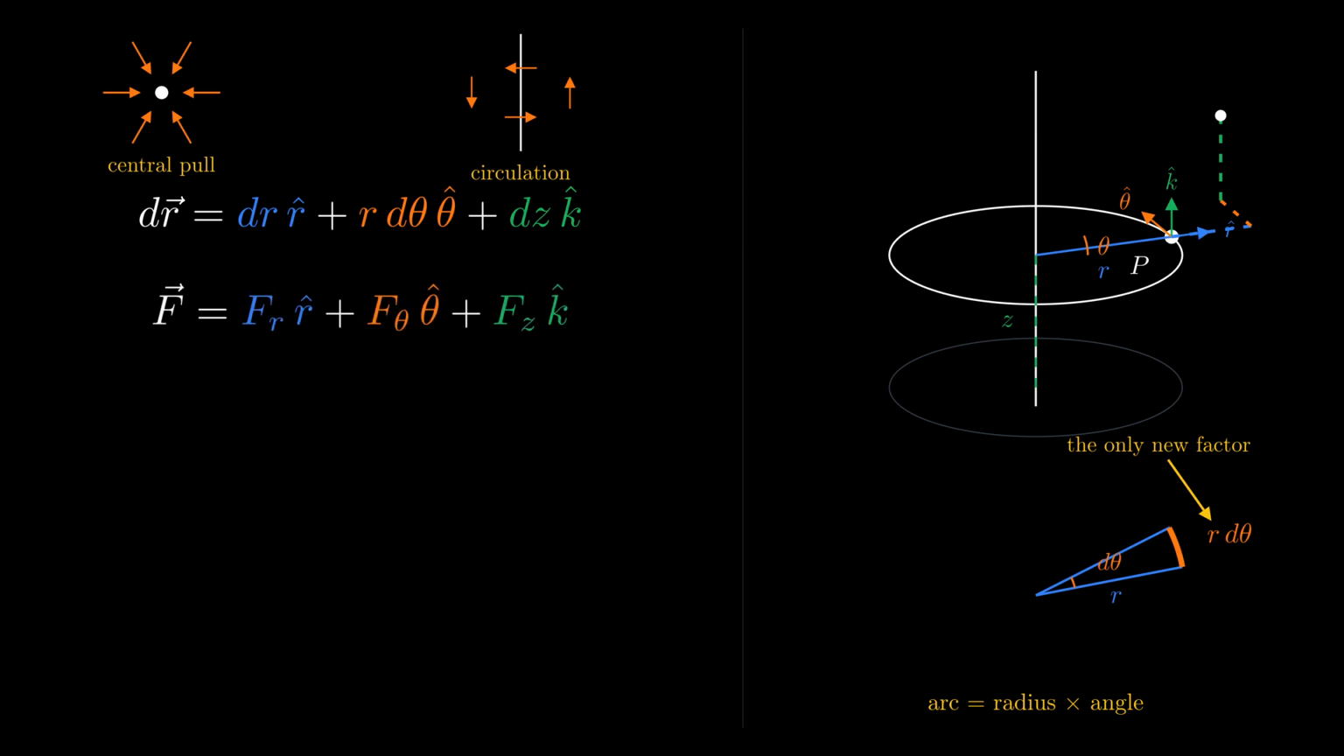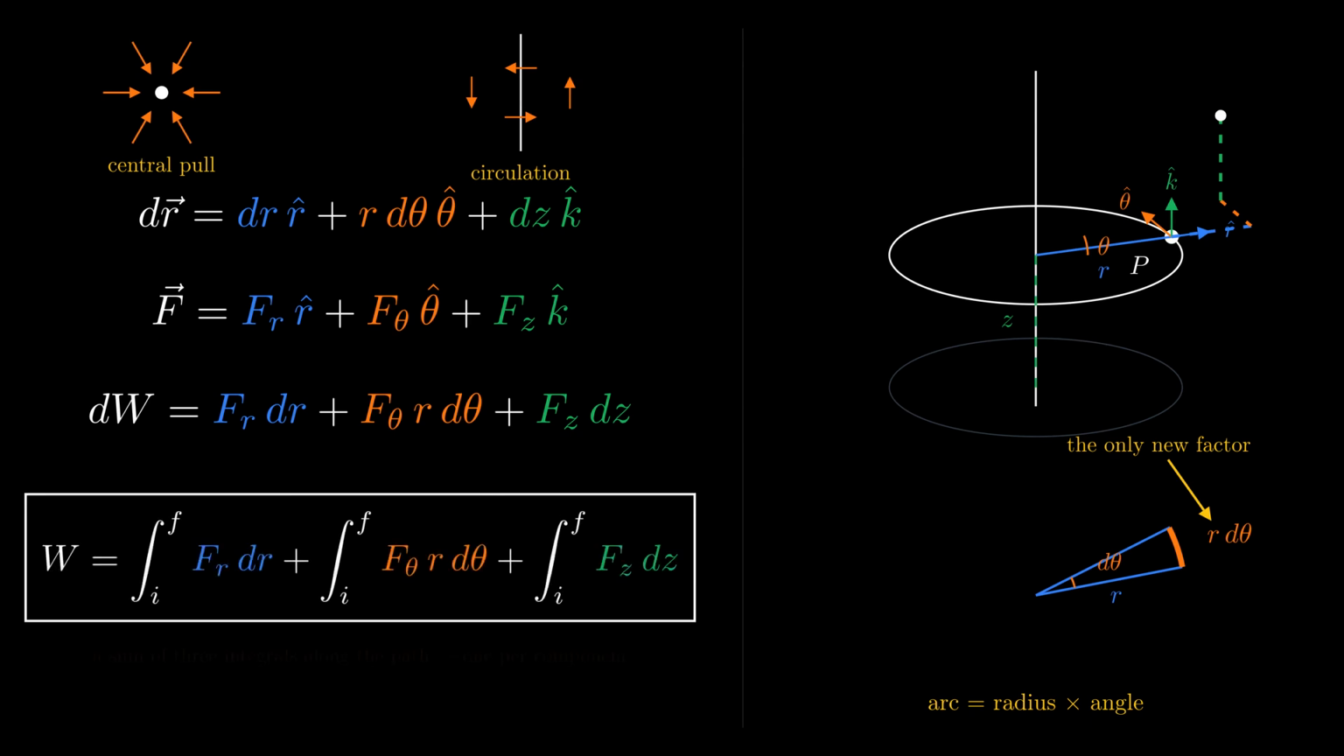Write the force in the same basis, F sub r r hat plus F sub theta theta hat plus F sub z k hat, and dot the expansions. These unit vectors are also mutually perpendicular, so the same collapse happens. dW equals F sub r dr plus F sub theta r d theta plus F sub z dz. And the total work is again a sum of three integrals along the path, one per component.